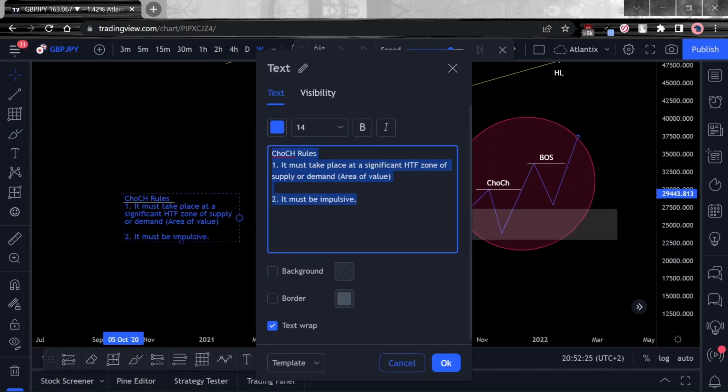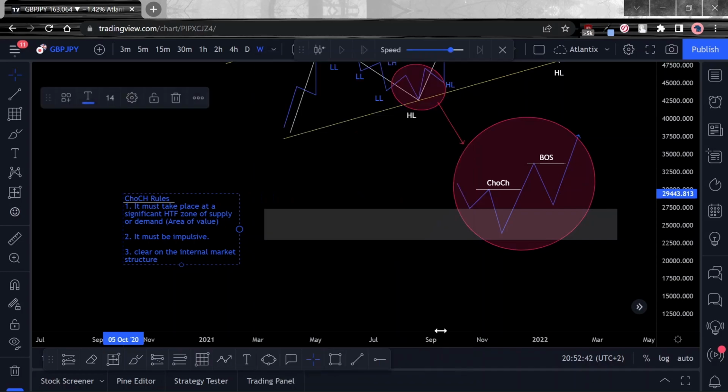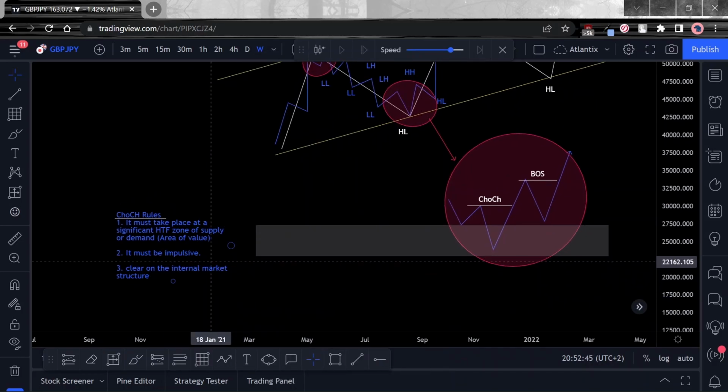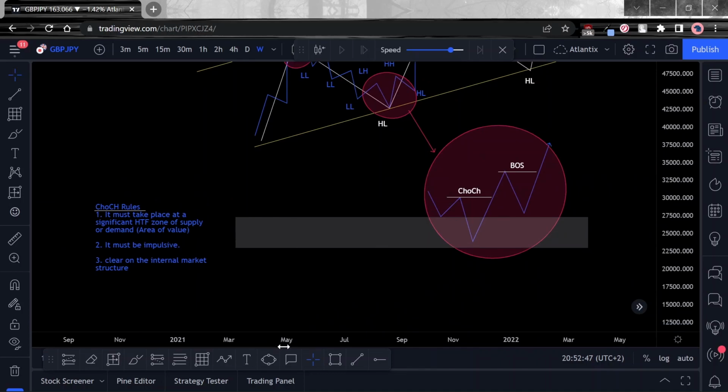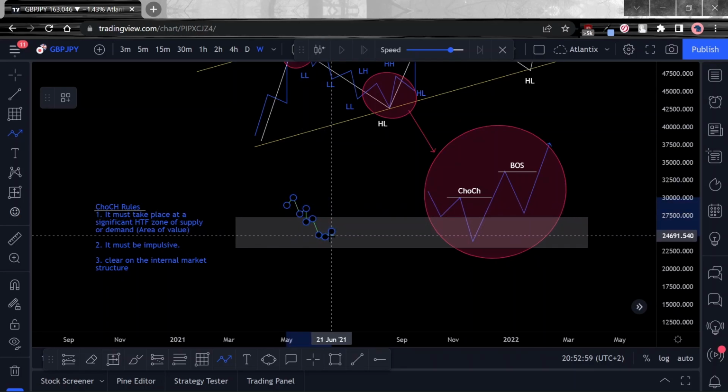And then the last thing that we obviously want is that it must be clear on the internal market structure, right? So you can't have a change of character that doesn't look clean. I mean, you know how it is in the market. The market is not perfect. Sometimes it's going to come down in a very, very weird way, and it's not going to give you the textbook look that you're looking for. Okay?